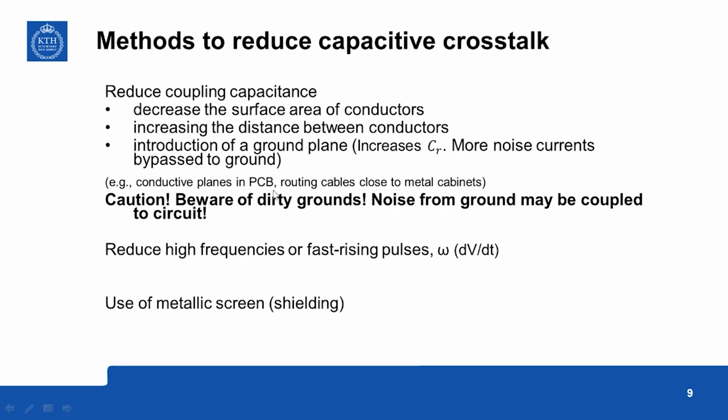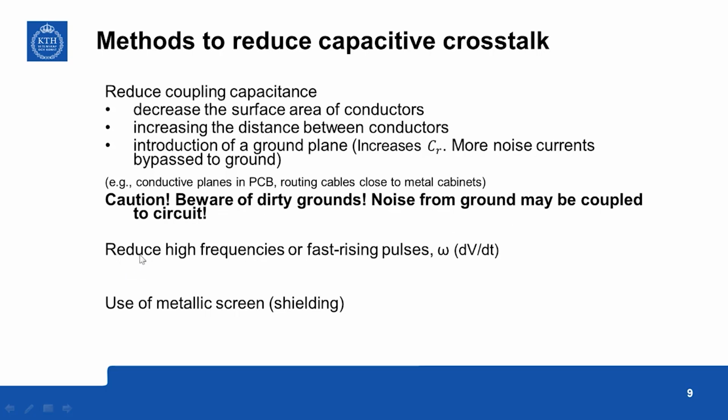For example, conductive planes in PCB, routing of cables close to metal cabinets, etc. All this will reduce coupling capacitance between the conductors. However, you have to be careful with this type of method, because if the ground is very dirty due to other heavy noise currents, then some of this noise may be picked up from the ground through the capacitance to the ground. So one has to be careful.